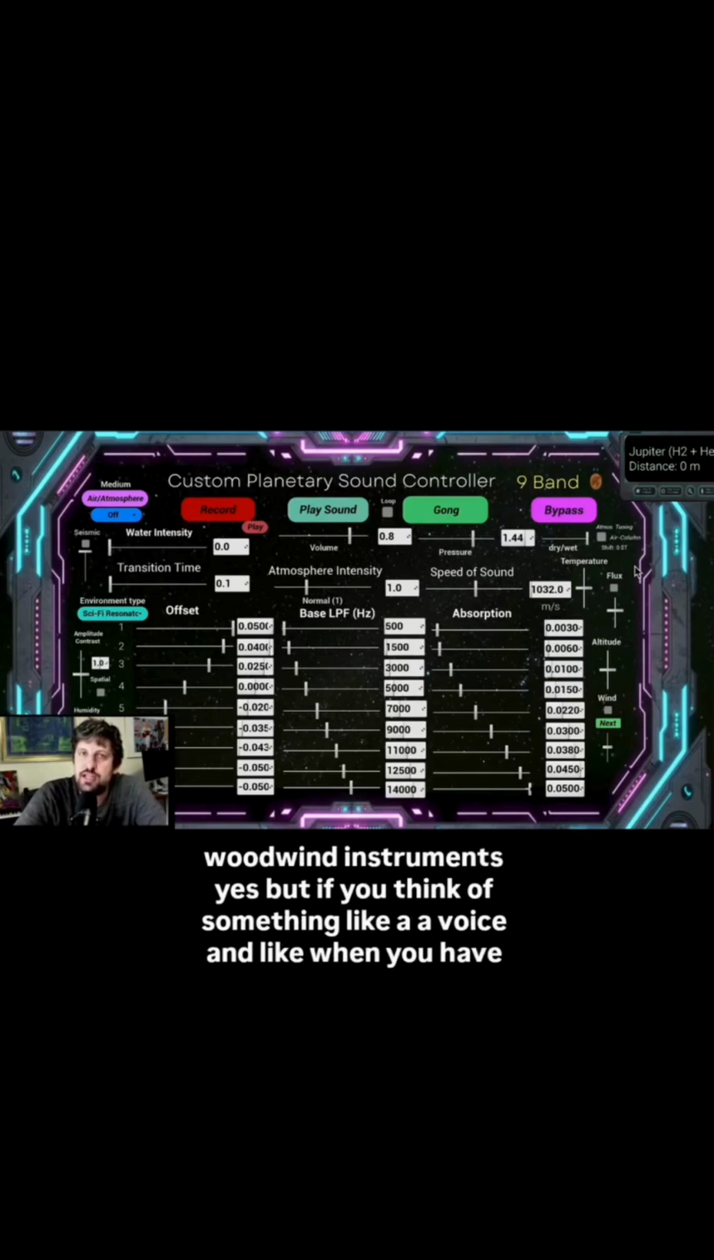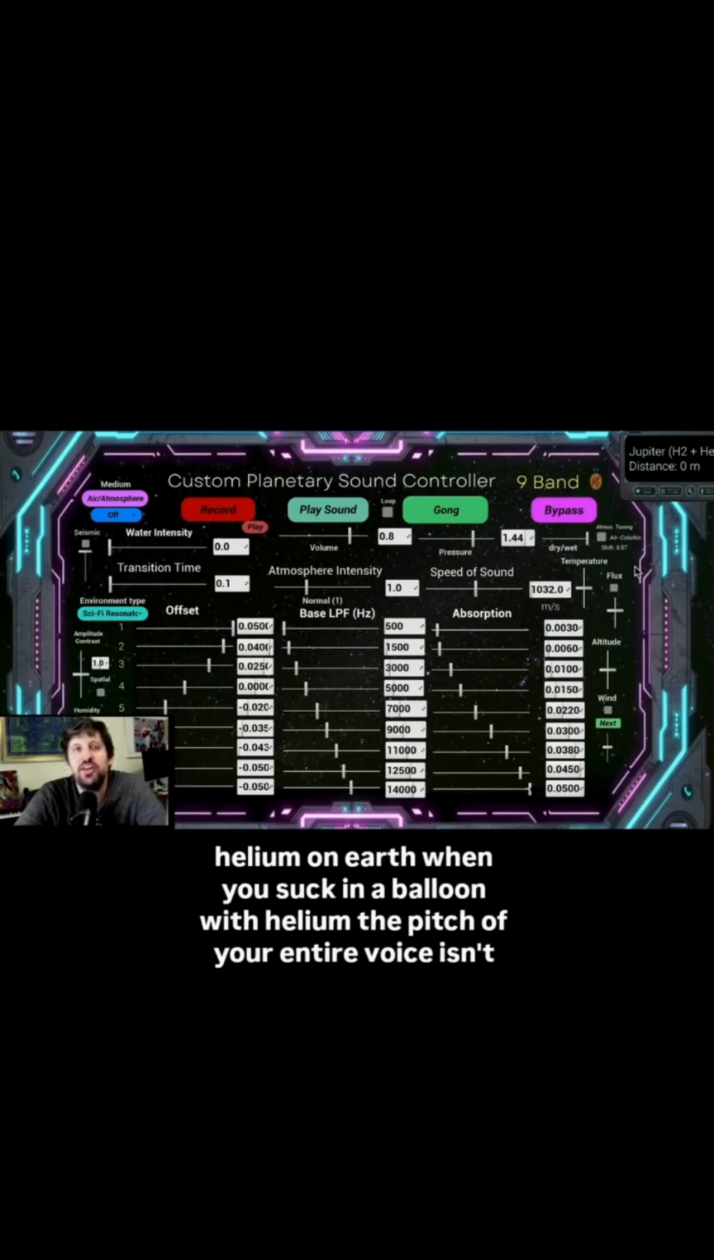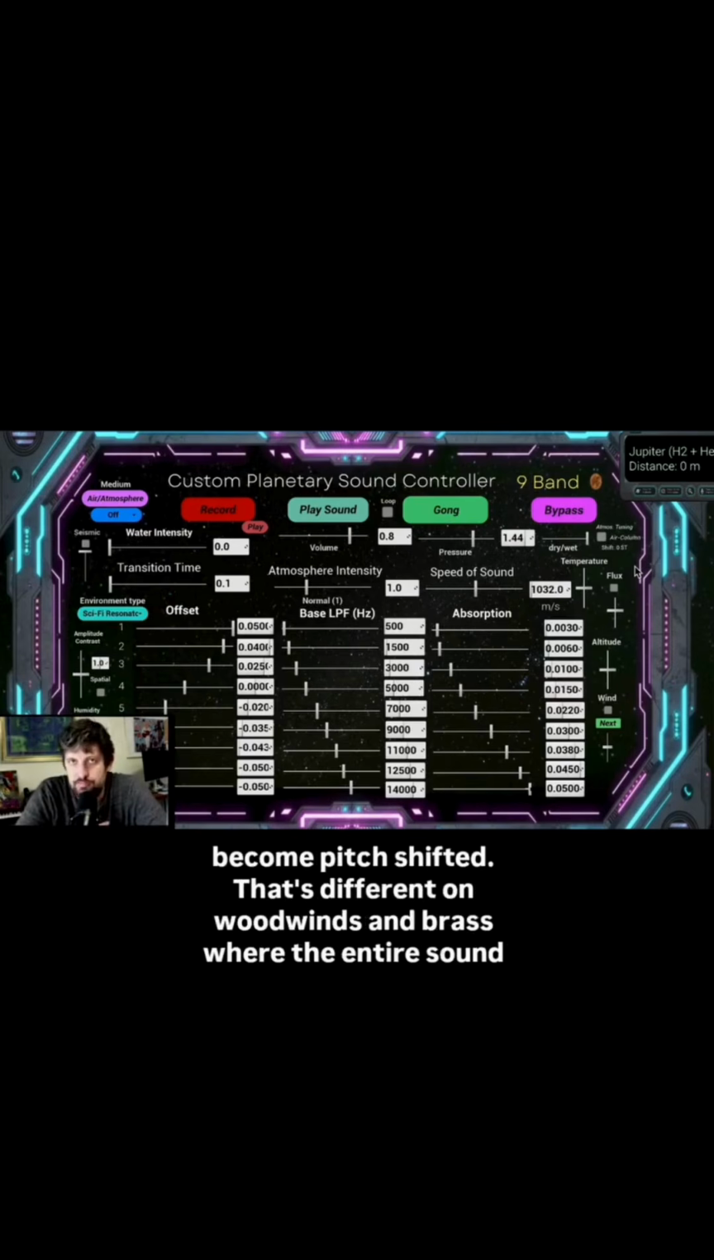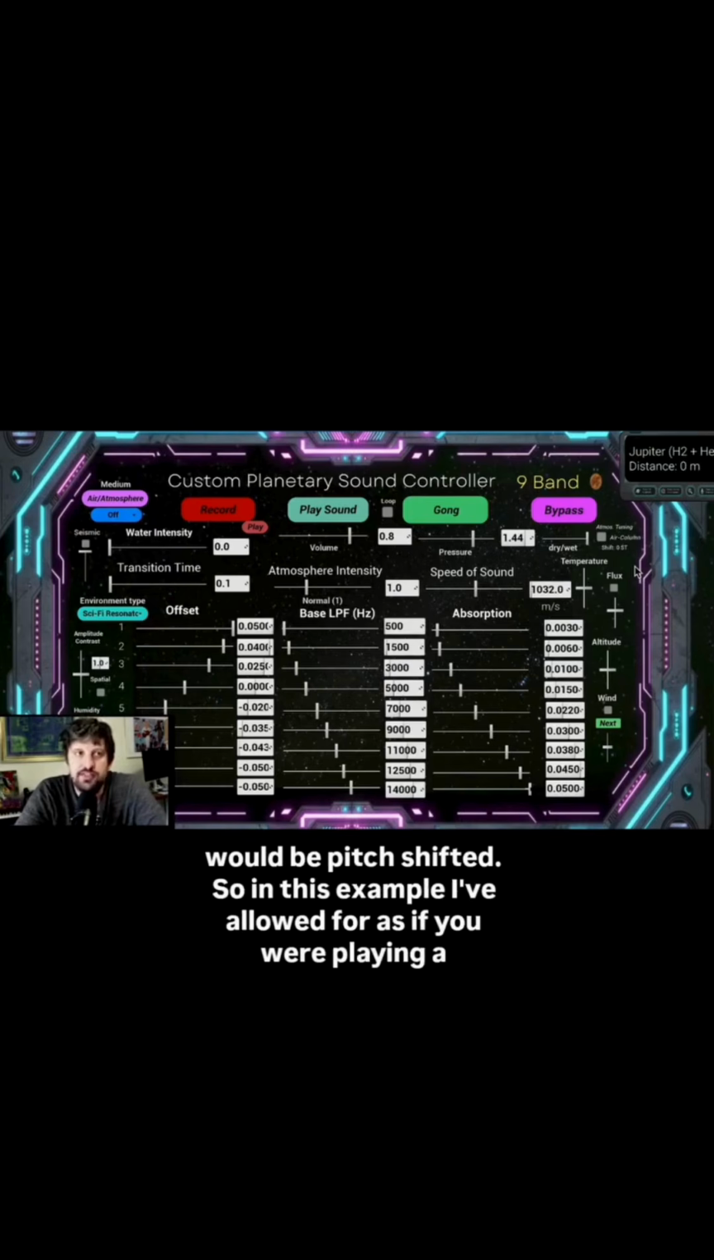But if you think of something like a voice, and when you have helium on Earth, when you suck in a balloon with helium, the pitch of your entire voice isn't changed. Your fundamental frequency remains the same, but the formants of your voice become pitch shifted. And that's different on woodwinds and brass, where the entire sound would be pitch shifted.